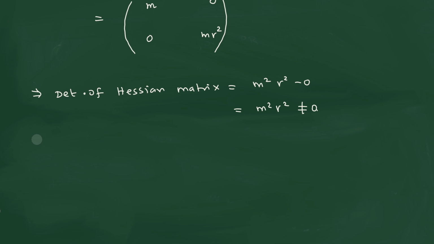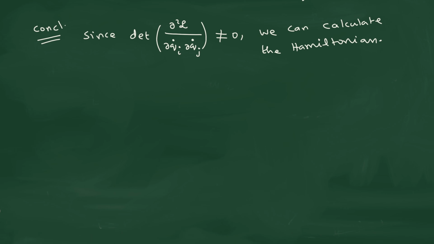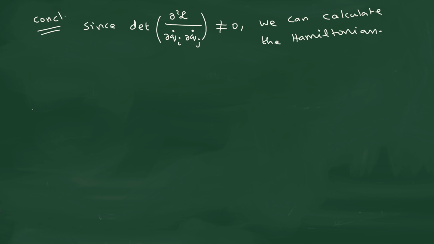So now we are making a conclusion that since the determinant of the Hessian matrix is not equal to 0, we can calculate the Hamiltonian. So this is the conclusion, which means that we can proceed further for the determination of the Hamiltonian. That is the meaning. So let us continue.